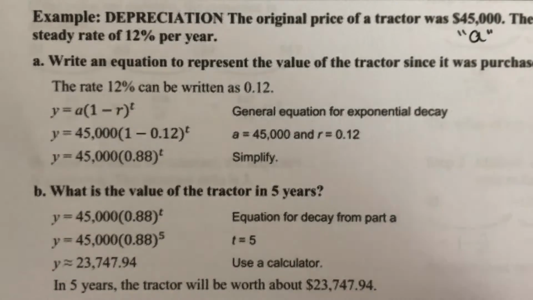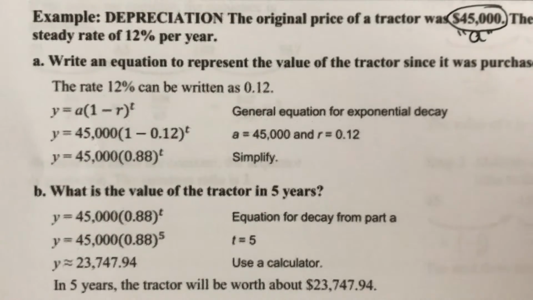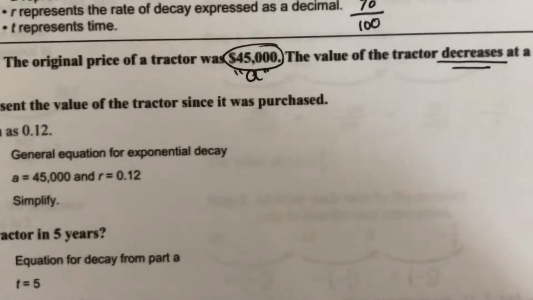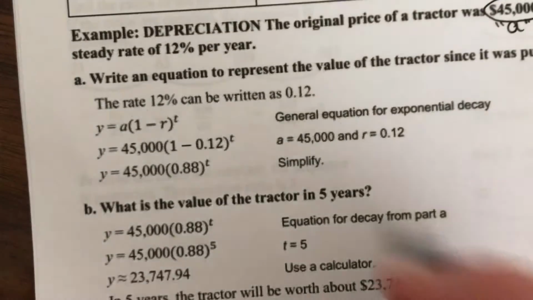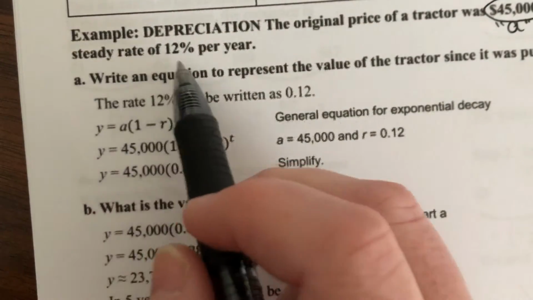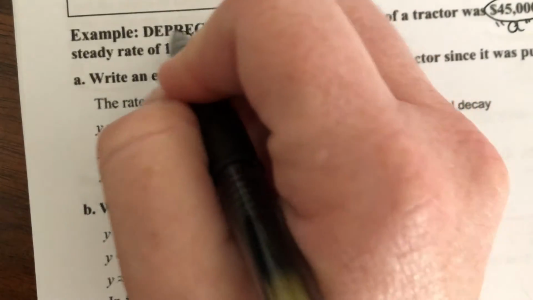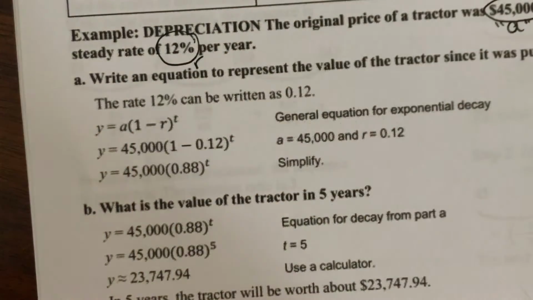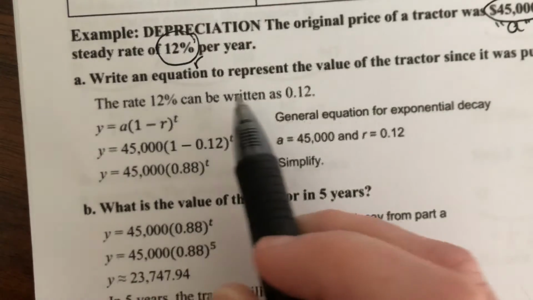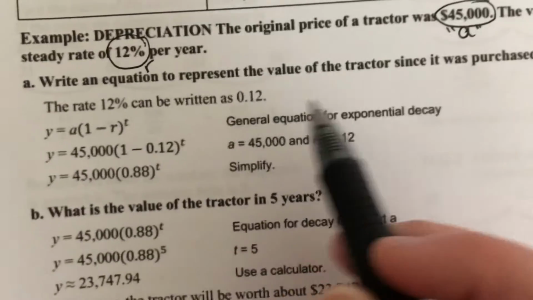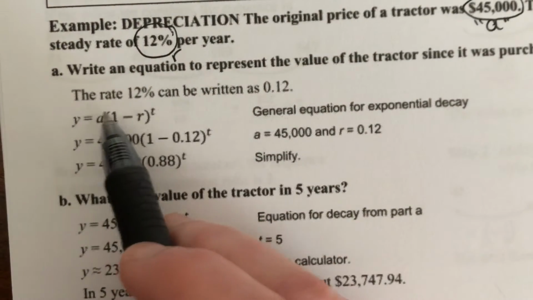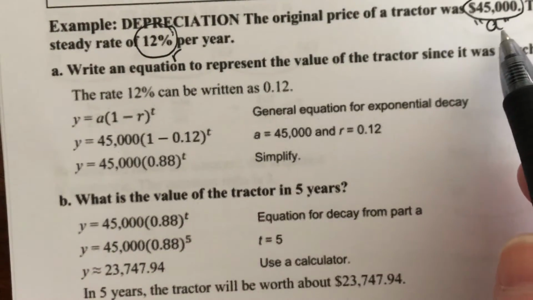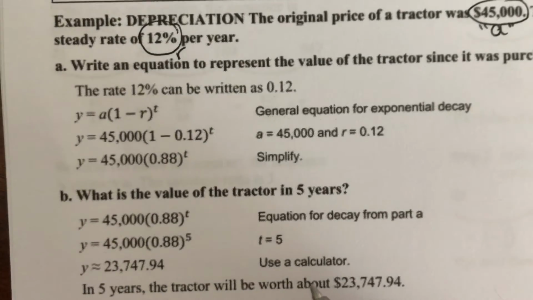The value of the tractor decreases. That's how we know it's exponential decay or depreciation. It decreases at a steady rate of 12% per year. So this is R, and that's all we have. We don't know T yet. Write an equation to represent the value of the tractor since it was purchased. Okay? So it tells us the rate. We have the rate and the initial amount, and that's all we know other than it's decreasing.